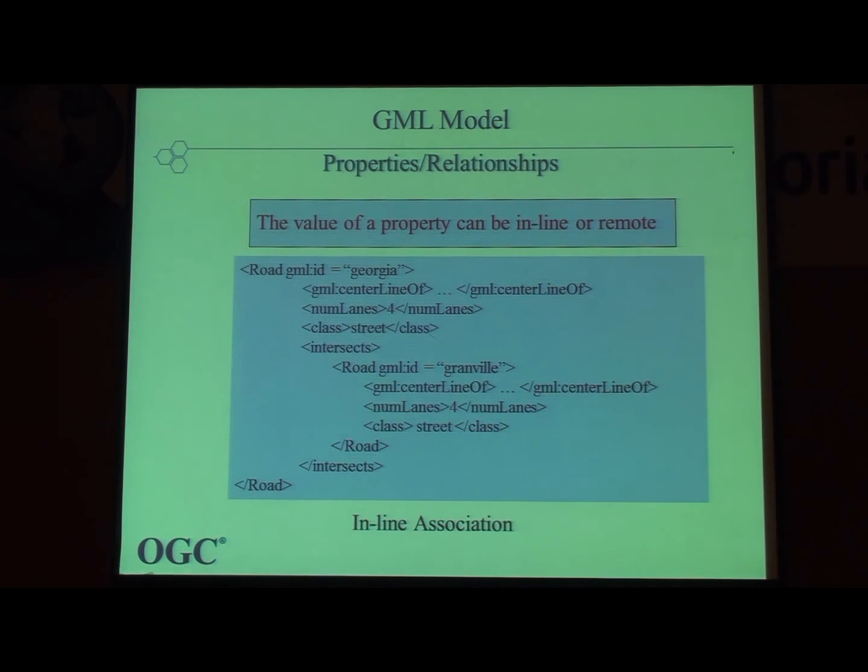Okay, more on properties and relationships. Basically, the value of a property can be either inline or remote. And here's an example of an inline association. We've got a road intersecting another road, and we've got the road element embedded inside the first road element inline.